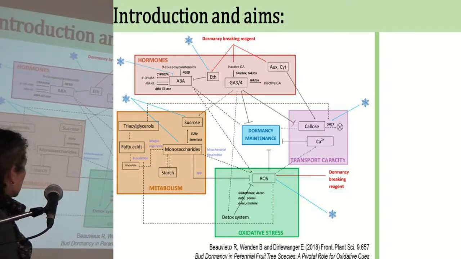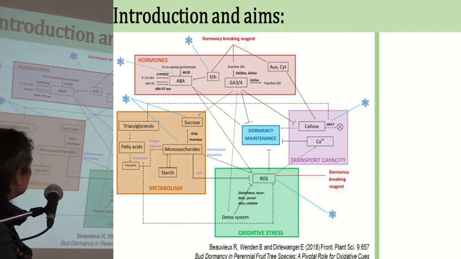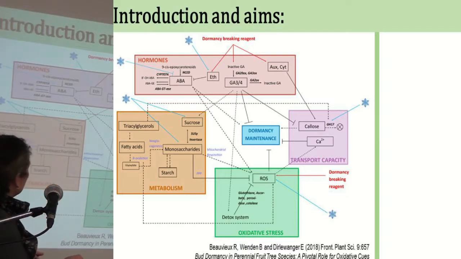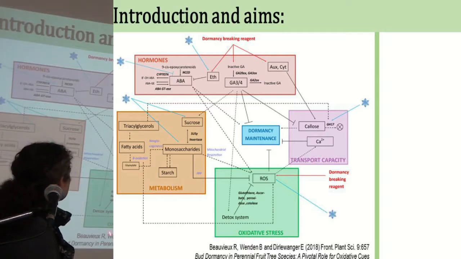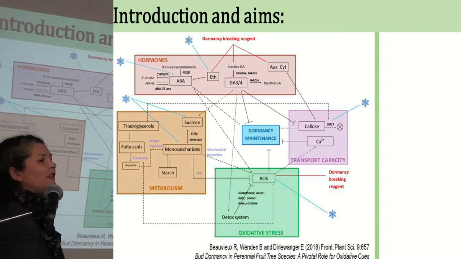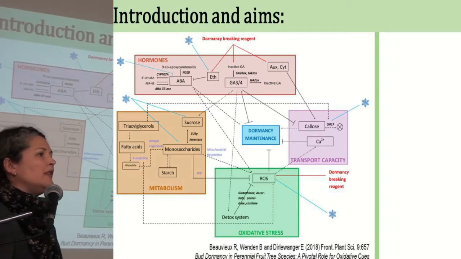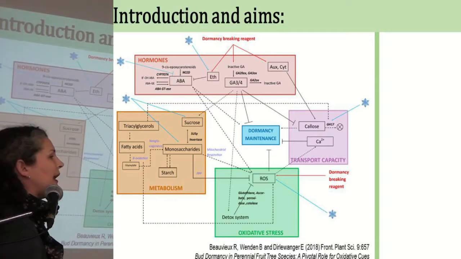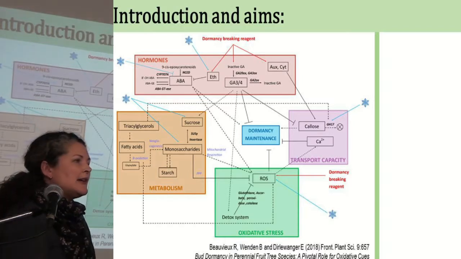A very, very recent article, published in May this year, by some of our French researchers shows in this diagram the complexity, all the known physiological interactions with dormancy maintenance. And it's not surprising here to see aspects such as hormones, sucrose and lipid metabolism, oxidative stress, transport capacity, all of these physiological systems interacting with dormancy maintenance. They also show the importance of low temperatures. These little snowflakes indicate where low temperatures come into play, and the red indicates where rest-breaking agents come into play.